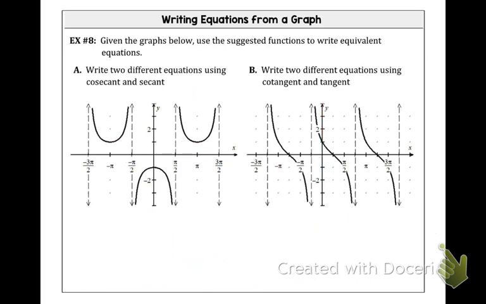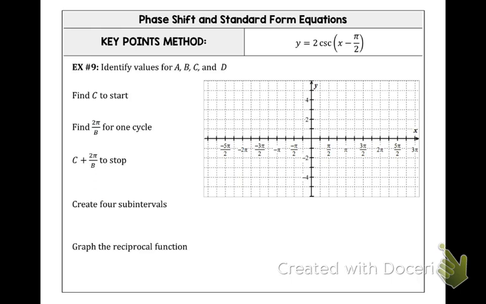All right, let's finish this up. Last page. So, phase shift, standard form equations. If we had the equation y equals 2 times the cosecant of x minus half a pi, identify the values of a, b, c, and d.